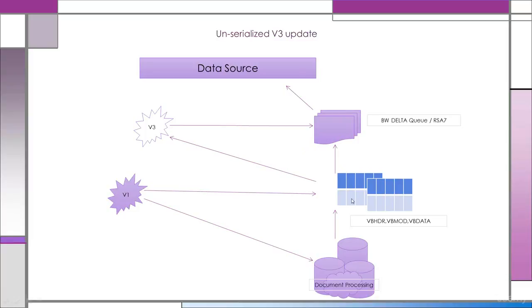So here what happens is there is no serialization of data. Okay, so it could mix up the process. Basically, you don't know when the previous sales order was created, when the new sales order was created. Nothing has been serialized.